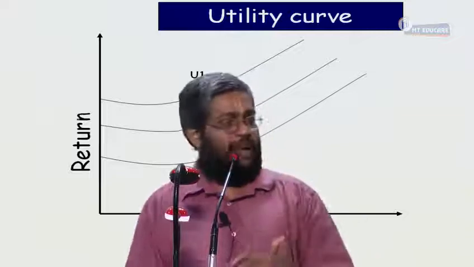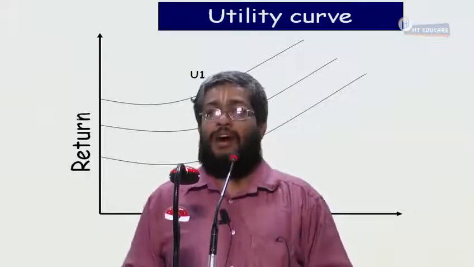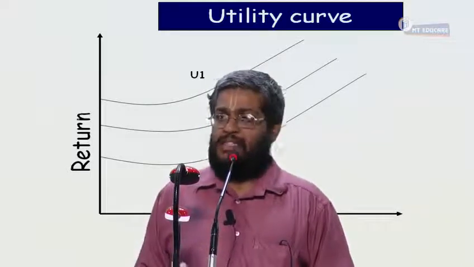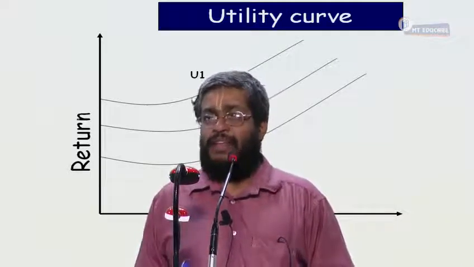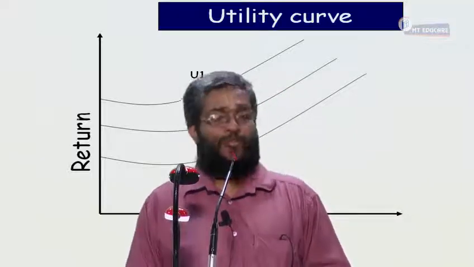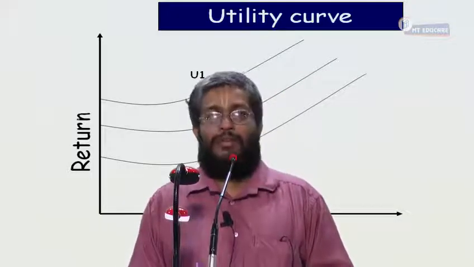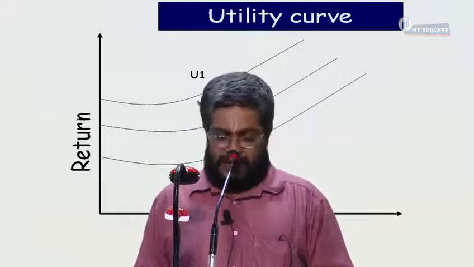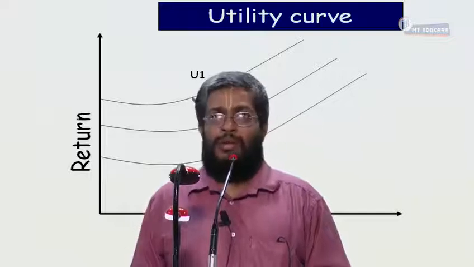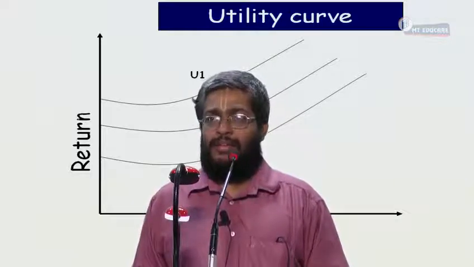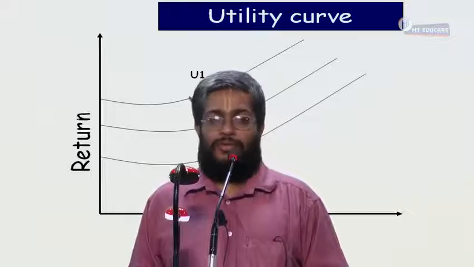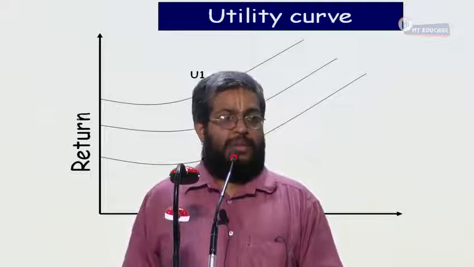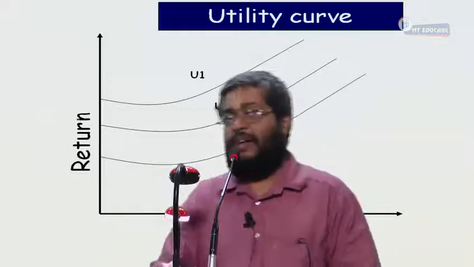A risk-averse investor will have a steeper curve because of higher A, compared to an investor who is less risk-averse. Can I proceed on?